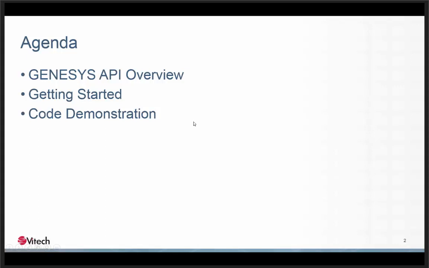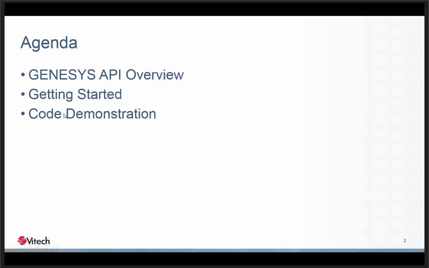So to those ends, we are going to be covering a couple things. First off, we are going to provide an overview of the API. Next, we are going to be touching on some getting started topics or prerequisites, what it takes to get started writing an actual application. And then lastly, we are going to geek out with y'all a little bit and take a look at some code for an actual API application running against a live version of Genesys.